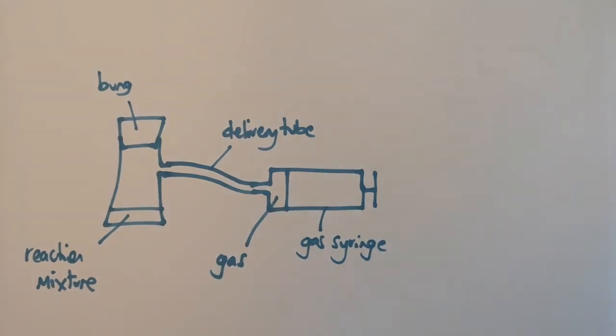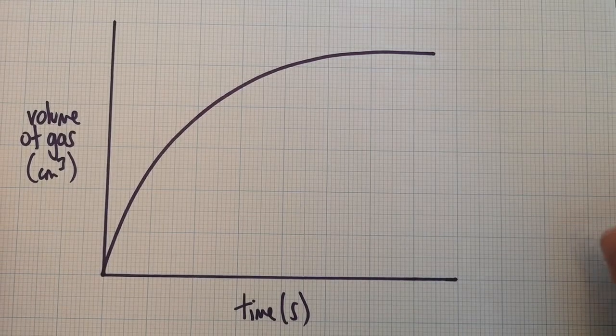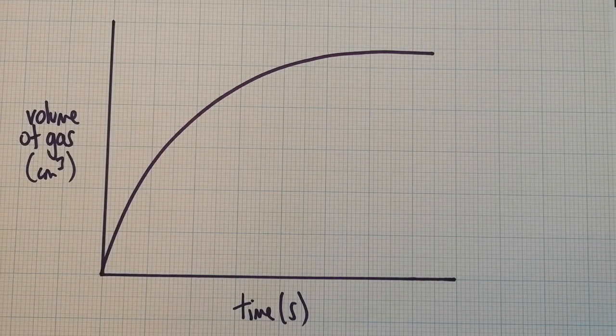Ultimately, what that will lead us to is a graph that looks something like this, where we have volume of gas produced over time. I will come back to this graph in my next video.